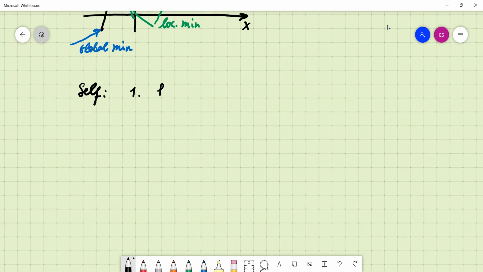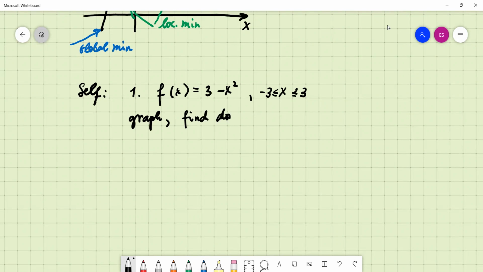Problem 1. F of x equals 3 minus x squared. And x here does not go from negative infinity to positive infinity. It goes from negative 3 to positive 3. I want you to graph it. Find the minimum and maximum, and the intervals of increase and decrease.